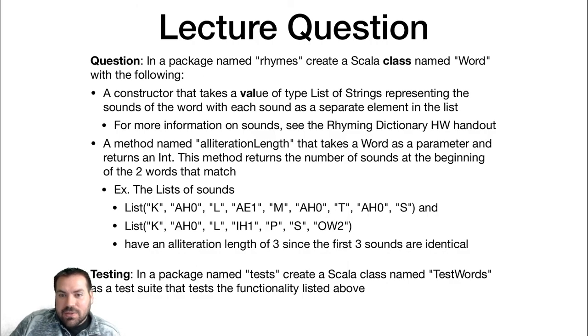What's the main difference between objects and classes? Oh my. So let me go to the beginning of the slides. The main difference, the quick one-liner: every value in Scala is an object, so we can only work with objects. That's it. We don't work with classes. Classes are used to create objects. So you create a class, like we'll create this word class in the lecture question, which is going to be used to create objects of type word.